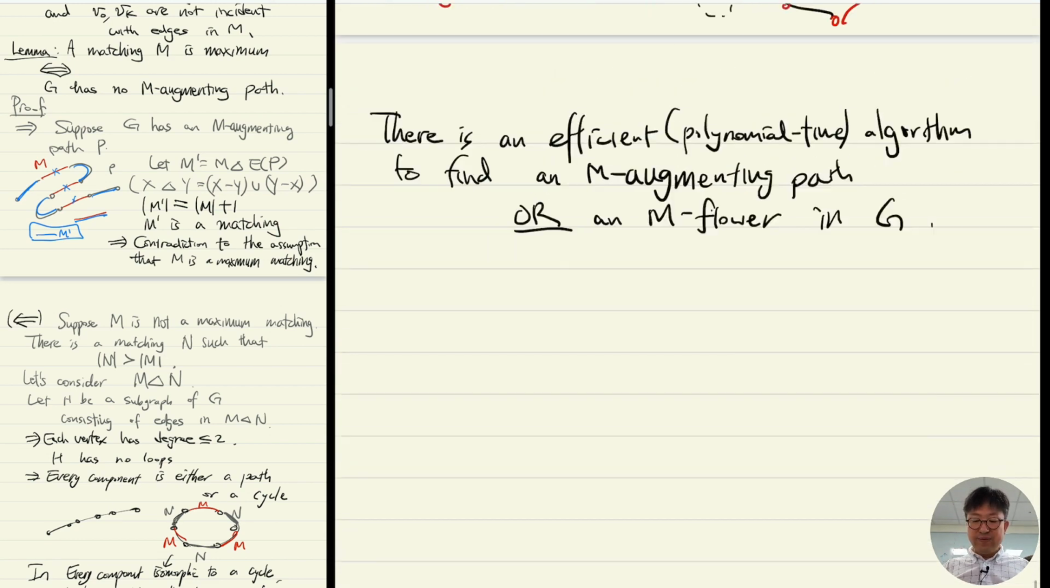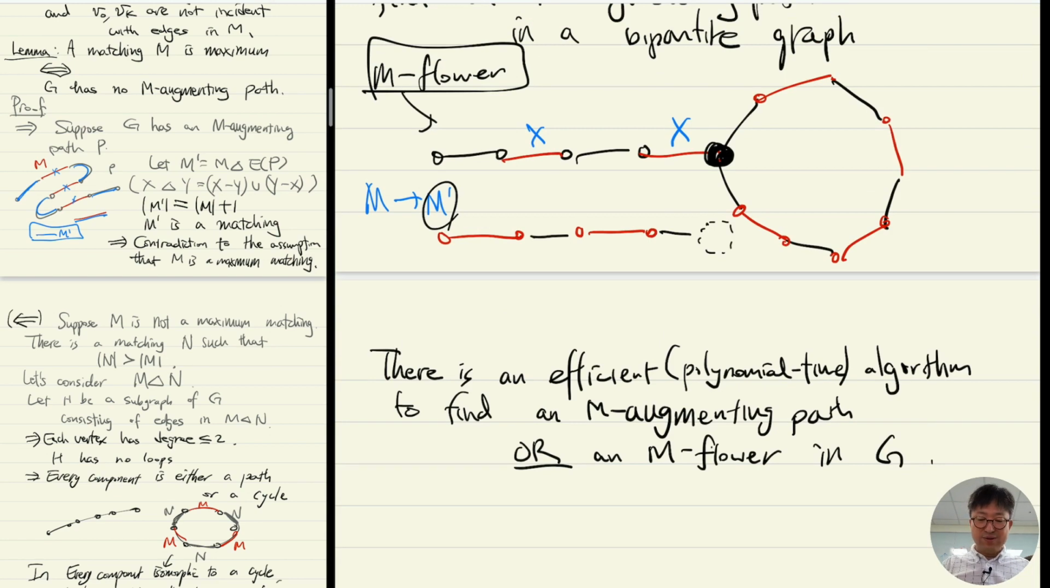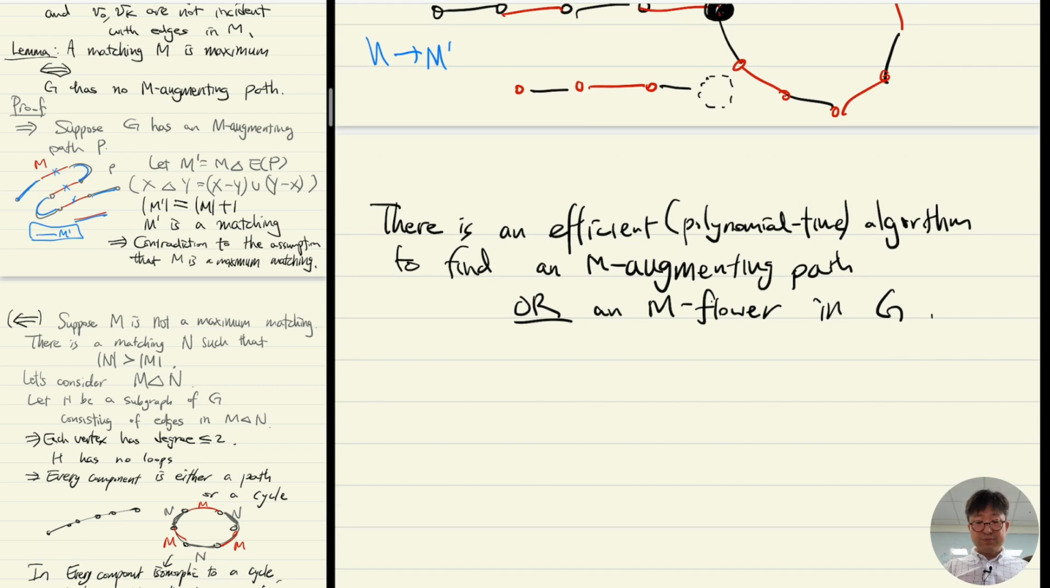And whenever you have a flower, okay, I should have drawn the flower like this, right? Whenever you have a flower, you can cut the stem and then make a cycle by replacing M by M prime. Oops. So that's the setting of the next lemma. This is called the cycle shrinking lemma.